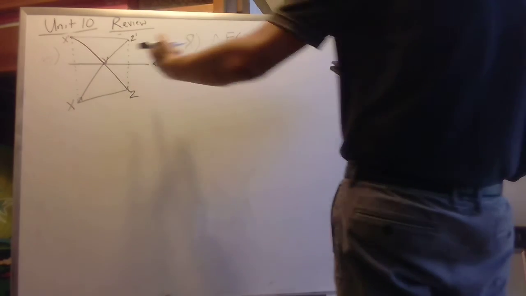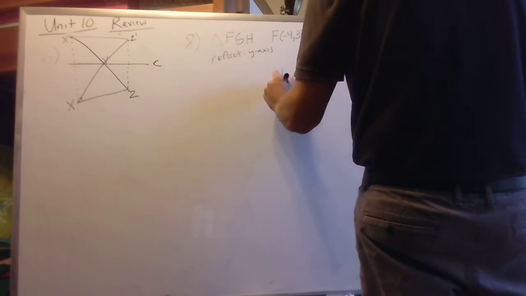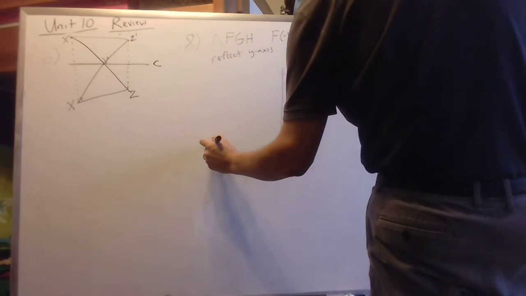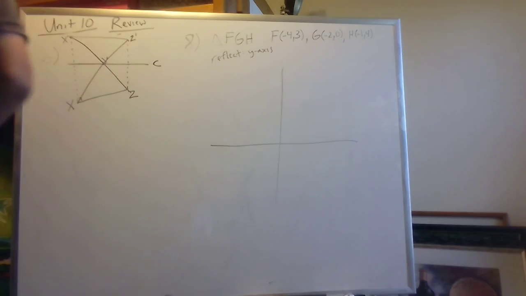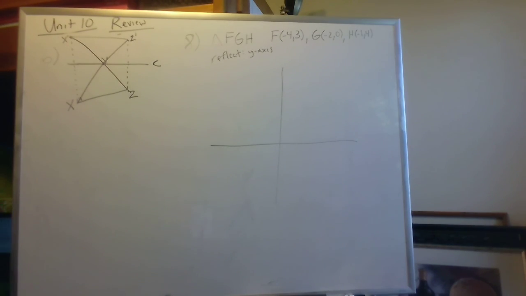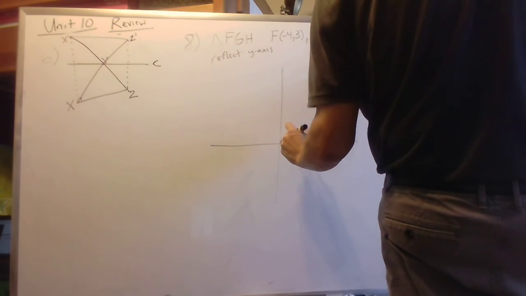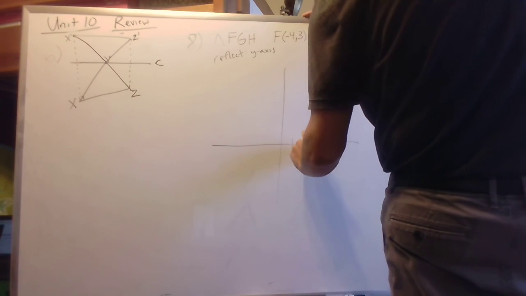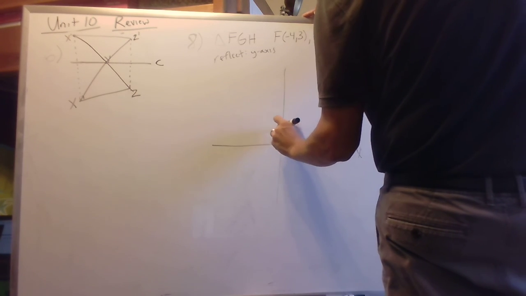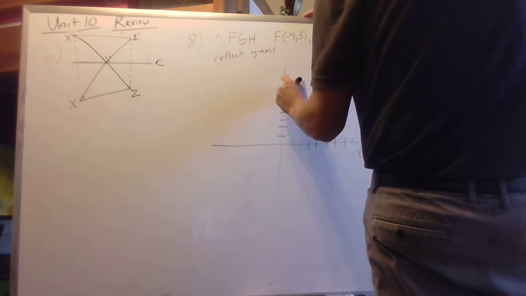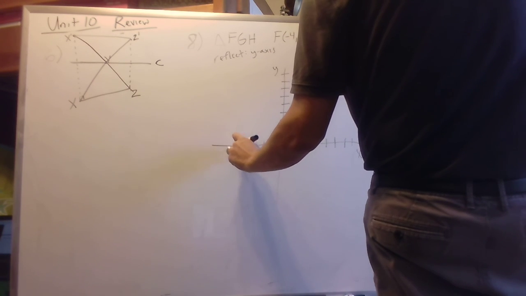So reflection is just like what we did for problem 6 and 7. What we're going to do is we're going to draw an X and Y axis, and then we're going to label the original shape, the original triangle, and then we're going to reflect it over the y-axis.